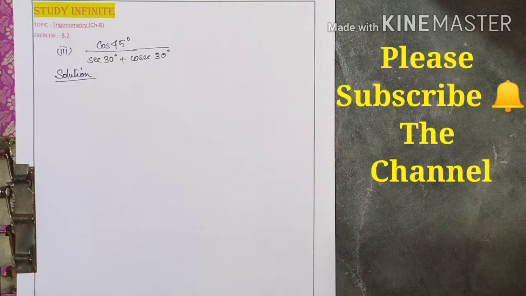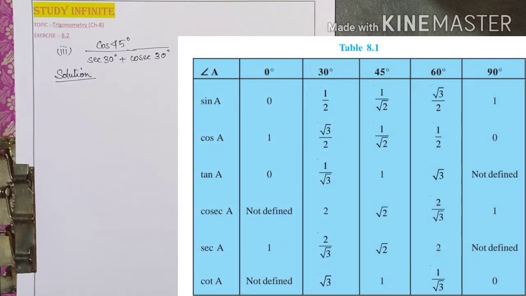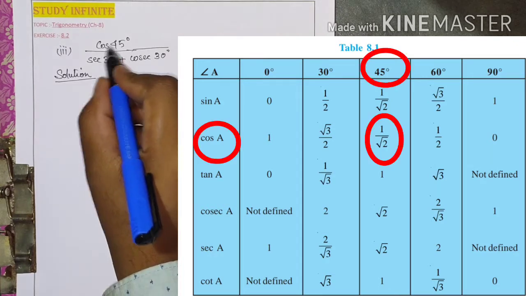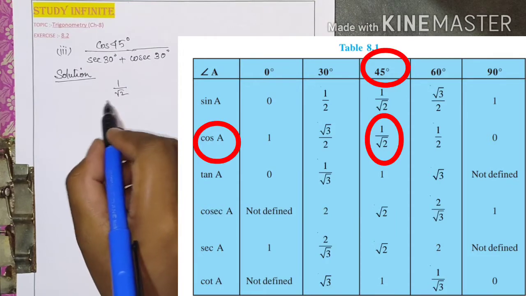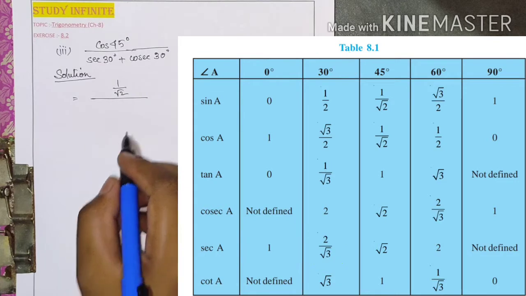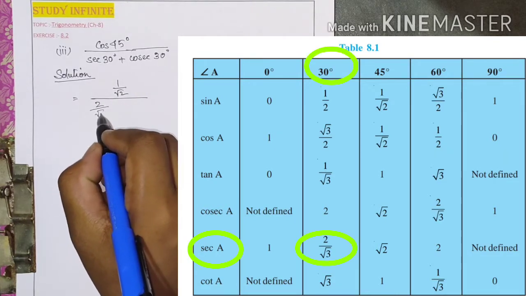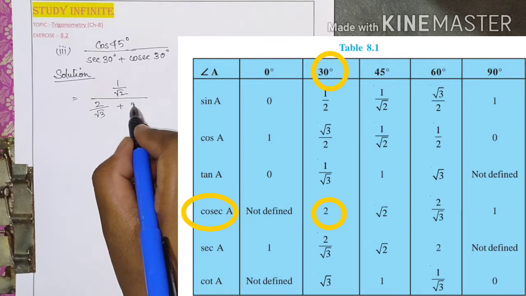So in order to solve this, we require the trigonometric values which you are viewing on the screen. So my request is to learn the trigonometric values as soon as possible. So let us apply here. Cos 45 is 1 upon root 2. For sec 30, it is 2 upon root 3, and for cosec 30 it is 2.